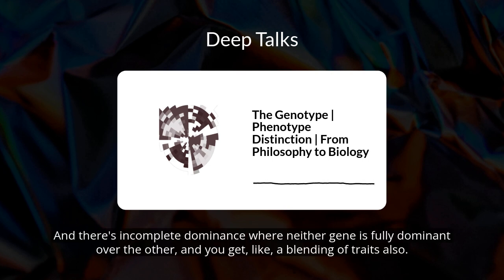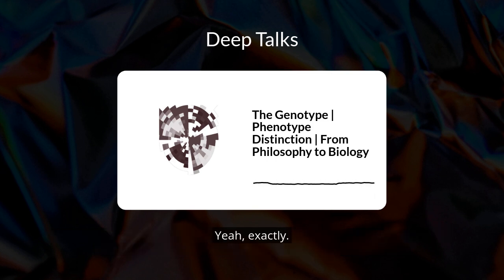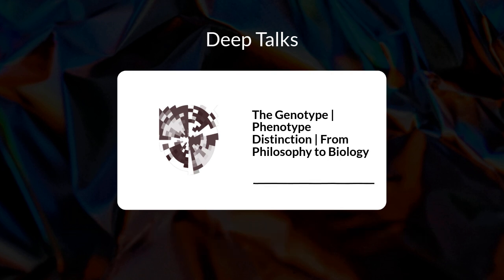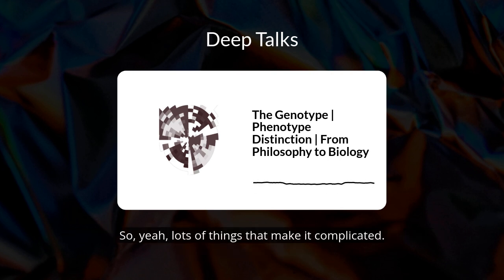Wow. And there's incomplete dominance, where neither gene is fully dominant over the other, and you get a blending of traits. Oh, so like a pink flower. A pink flower, yeah, exactly. Coming from a red and white parent. Yeah, like mixing colors. Sometimes you get a whole new shade instead of one taking over. Wow. So yeah, lots of things that make it complicated.